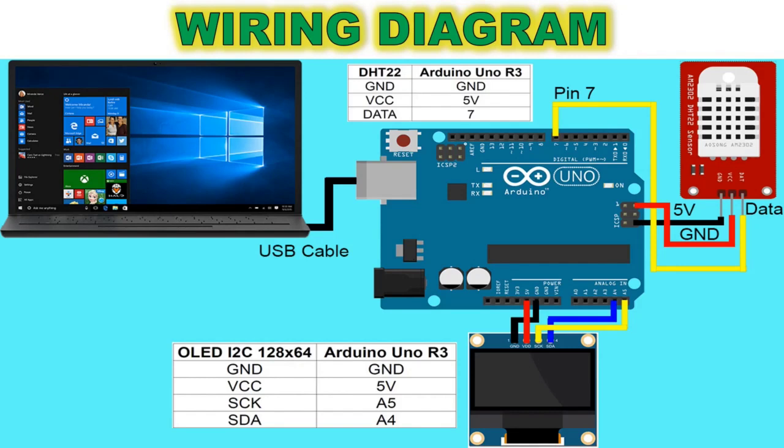microcontroller. And then finally, we use the USB cable to connect the Arduino Uno microcontroller to our computer so that we can upload our sketch or programming codes to the Arduino Uno microcontroller.